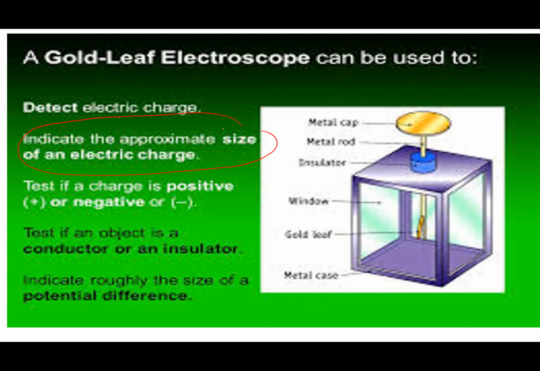This you have to do, students. So I will give you the detail. Test if a charge is positive or negative. So let's say the electroscope is positively charged. The gold leaves are positively charged.